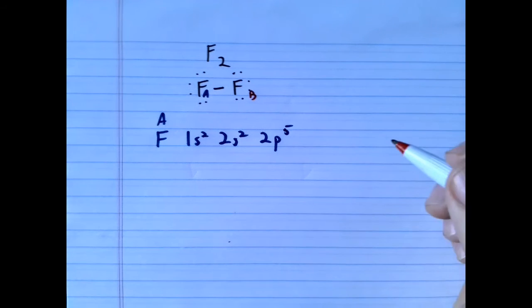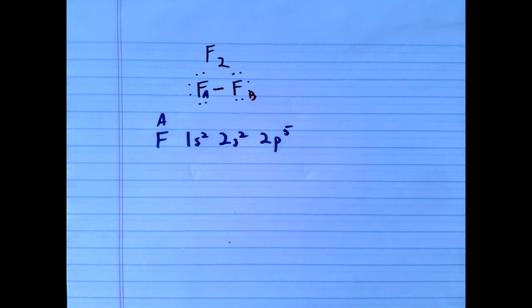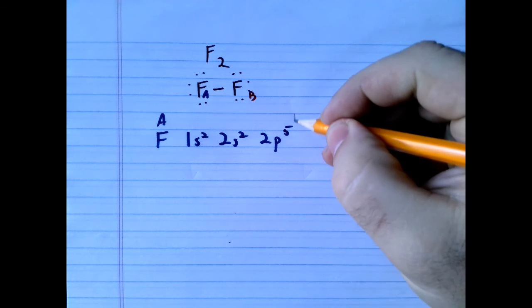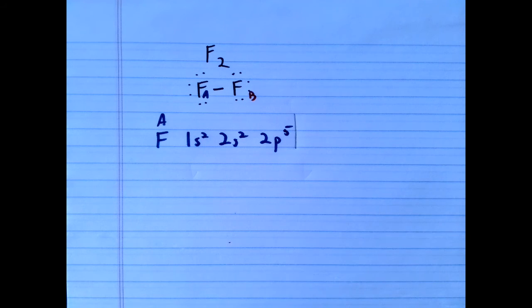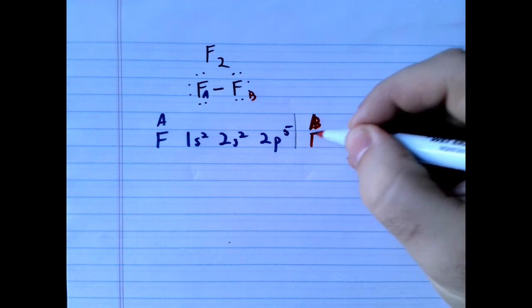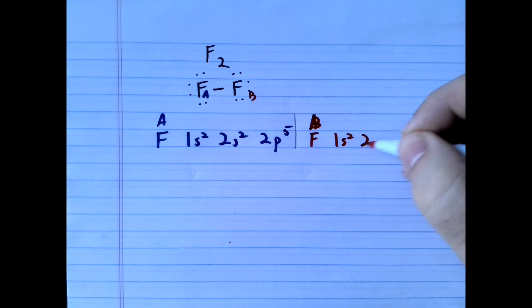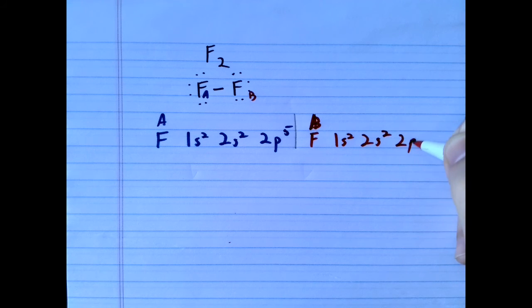Let's see if I left myself enough room. I'm going to have, let's just make sure that I don't overlap here because I'm terrible at drawing. Got my B fluorine. See, I should have just done red and blue. F is 1s2, 2s2, 2p5.